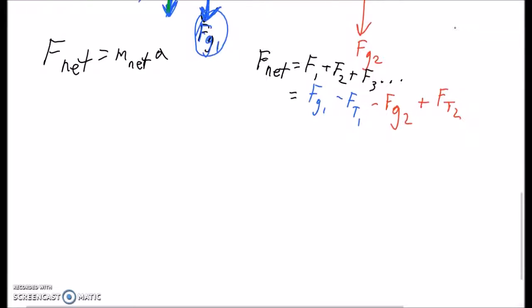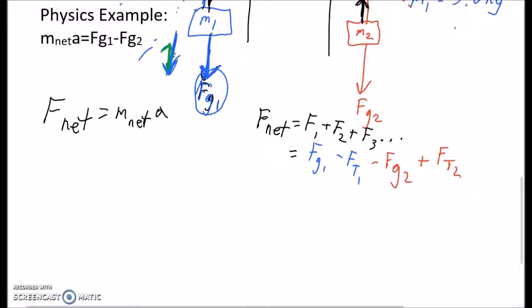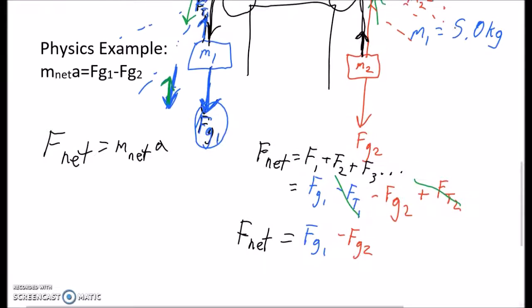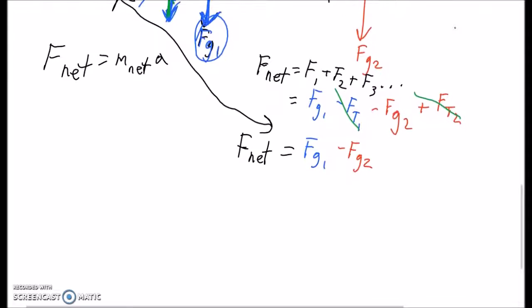Okay, now looking at these, I'm quickly remembering that tensions on the same string, when pulled two different directions, these actually just cancel. Okay, so we have F net equals Fg1 minus Fg2, which is really similar to what we have at the beginning here, right? It's the one side.